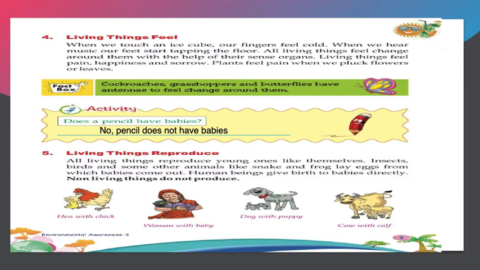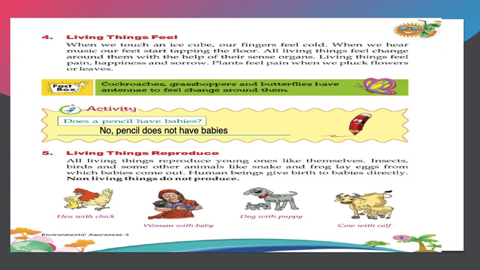Does a pencil have babies? No, a pencil does not have babies. So another feature of living things is that living things reproduce. All living things reproduce young ones like themselves.